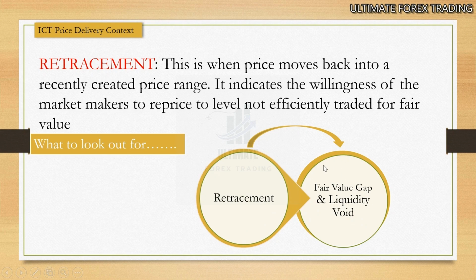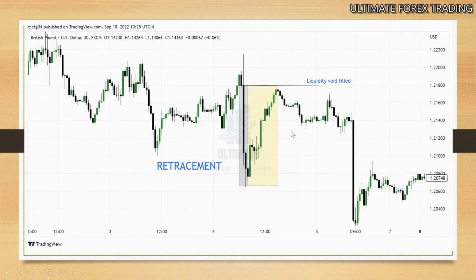What retracement does is, when price has expanded, price will retrace back into any place that is not efficiently traded for fair value. This can also be said to be repricing. Price will reprice into a certain range and make sure it balances the movement, right? And what you look out for is fair value gap and then liquidity void, as we've said. So this is what it is.